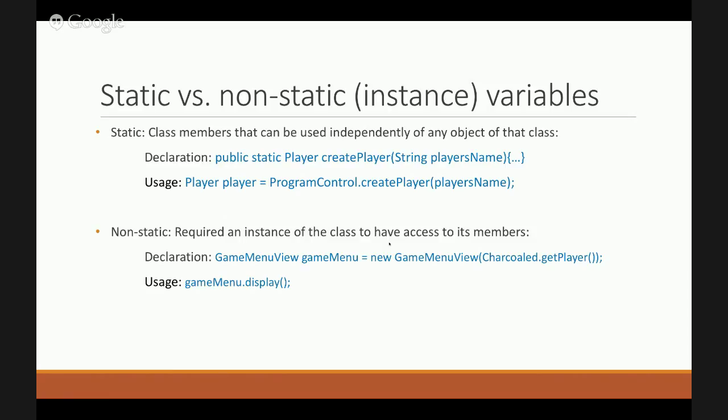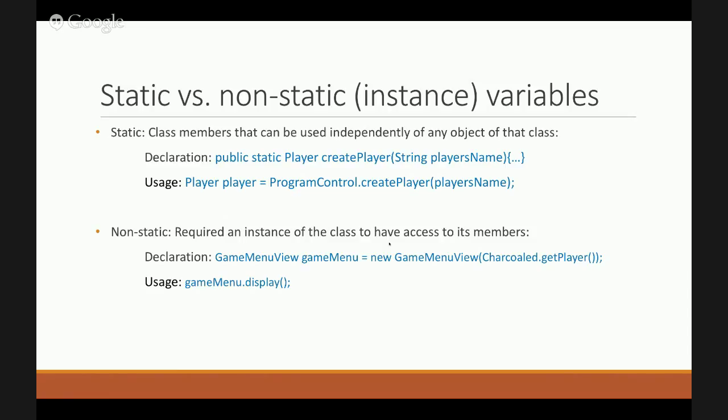In the example, in usage, I have player, which is a variable of the type Player, that is being assigned the value of the static method createPlayer. So we're not instantiating ProgramControl, we're just calling it directly, and then calling the createPlayer method and assigning it to player. So that's an example of how we can use a static variable.